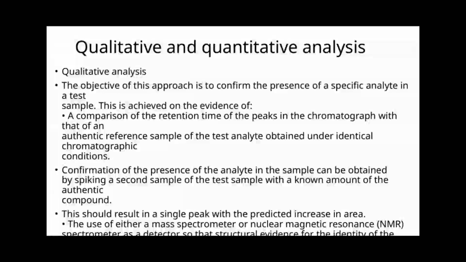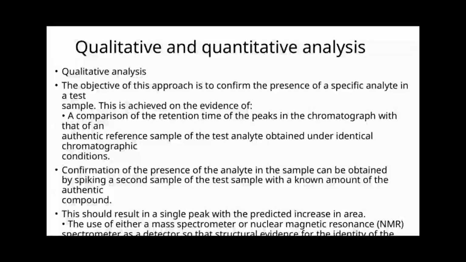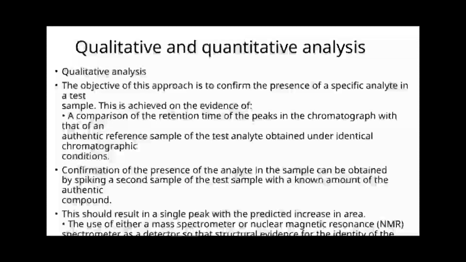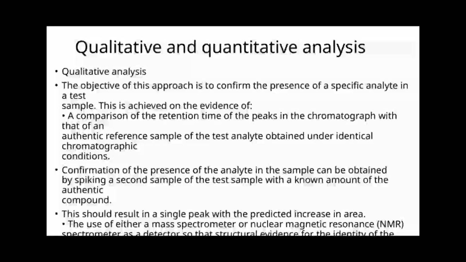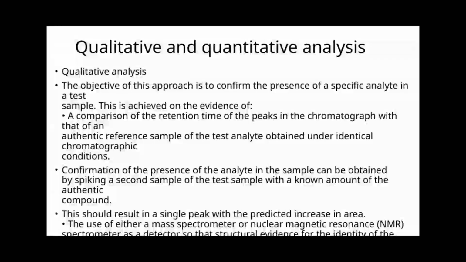We do this by comparing the retention time of the peaks in the chromatograph with those from an authentic reference sample of the analyte. It's important that both are obtained under identical chromatographic conditions to ensure accuracy. Another key point is the method of confirmation via spiking. We take a second sample of our test sample and add a known amount of the authentic compound. If the analyte is truly present, we should see a single peak that increases in area as predicted. This helps us confidently identify the analyte in the sample.